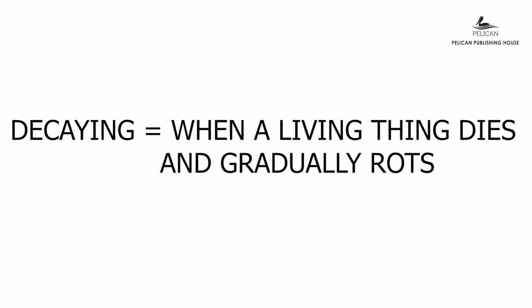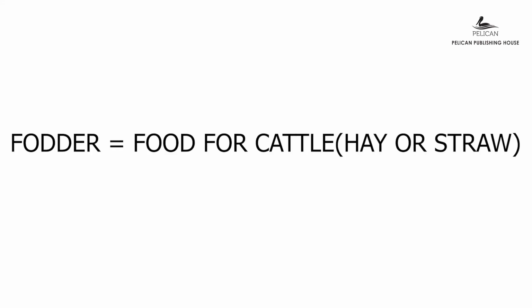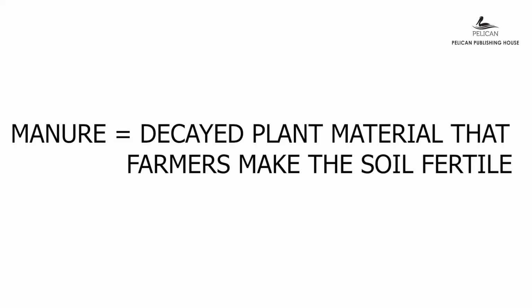Here are the meanings of a few words from the chapter. Decaying, when a living thing dies and gradually rots. Submerged, when something is completely under the water's surface. Fodder, food for cattle, hay or straw. Manure, decayed plant material that farmers use to make the soil fertile.